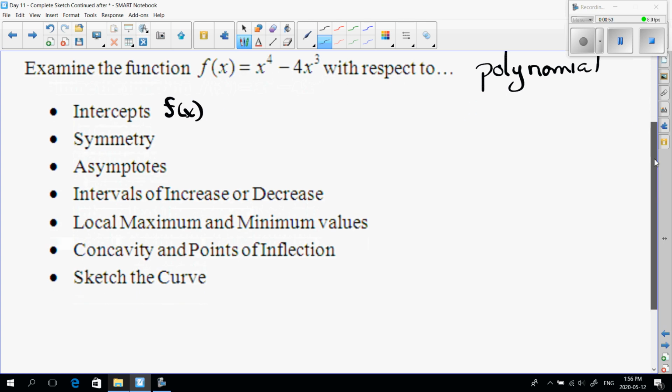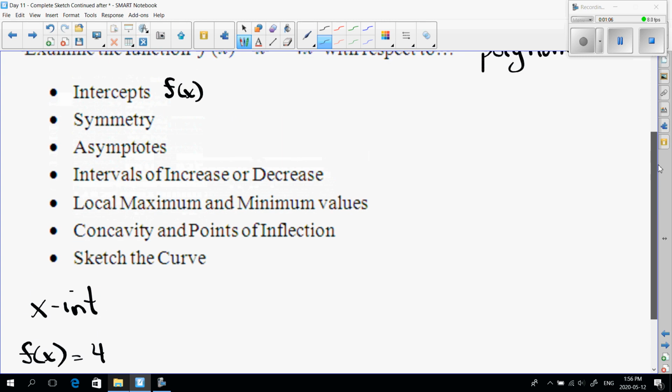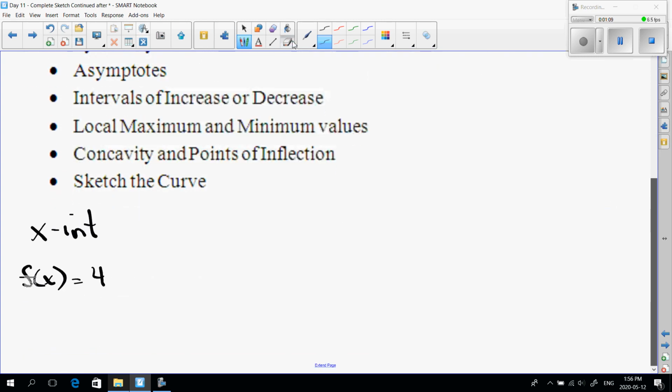I'm going to look at the original function. So the original function says f of x equals x to the fourth minus 4x cubed. So I have x to the power of 4 minus 4x to the power of 3. And I am going to do the x-intercept first, where I let y equal 0. So I'm going to replace the f of x with a 0, and then I am going to solve for x.